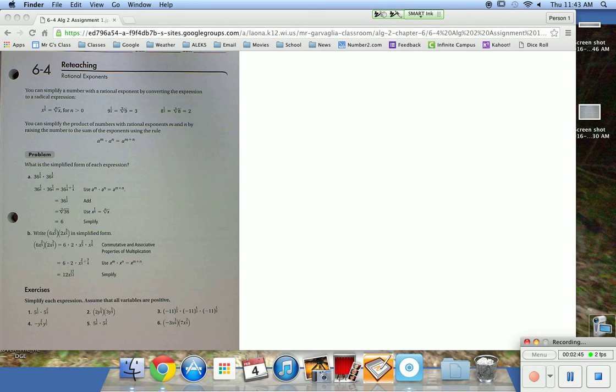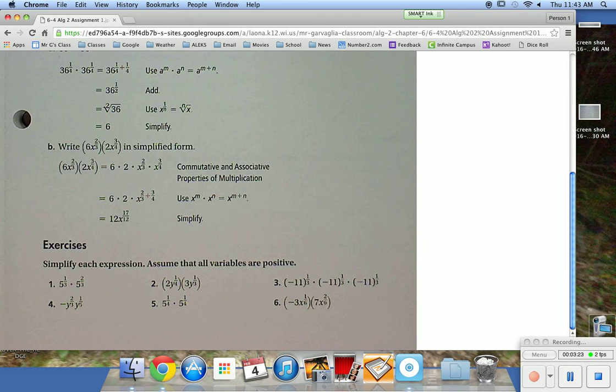So if I had x to the 3rd divided by x squared, it's the same thing as x to the 3 minus 2. Because we're dividing, we subtract those exponents, and it would just be x to the 1, or x. So the first part of what we're doing is multiplying.